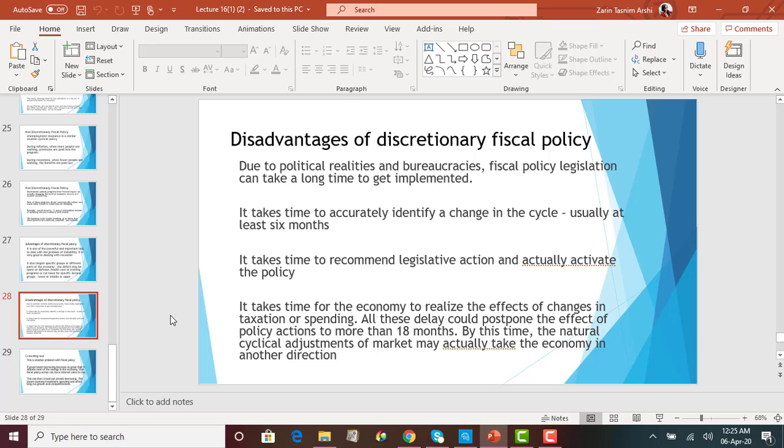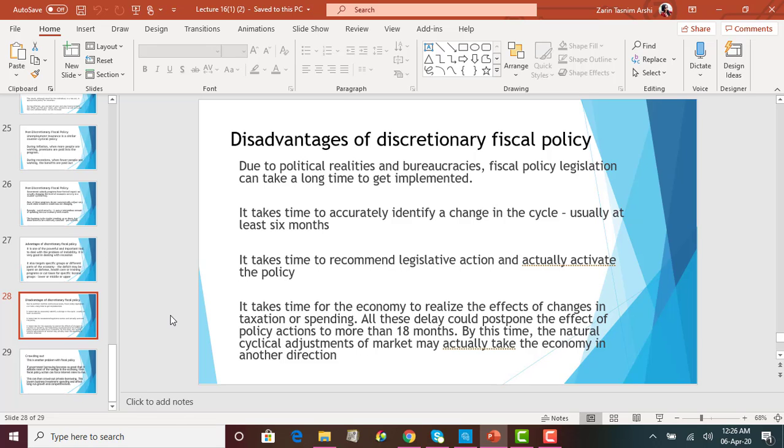But as with all policies, fiscal policy also has disadvantages. First of all, it takes a long time to get implemented. There's a lot of bureaucracy and political realities. The House has to approve it, the Senate has to approve it, then the president approves it, and then it's implemented. By the time it's implemented, the economy is probably moving in a different direction. It usually takes 3 to 6 months to show the impact of fiscal policy, and by then the economy is probably already moving in a different direction.